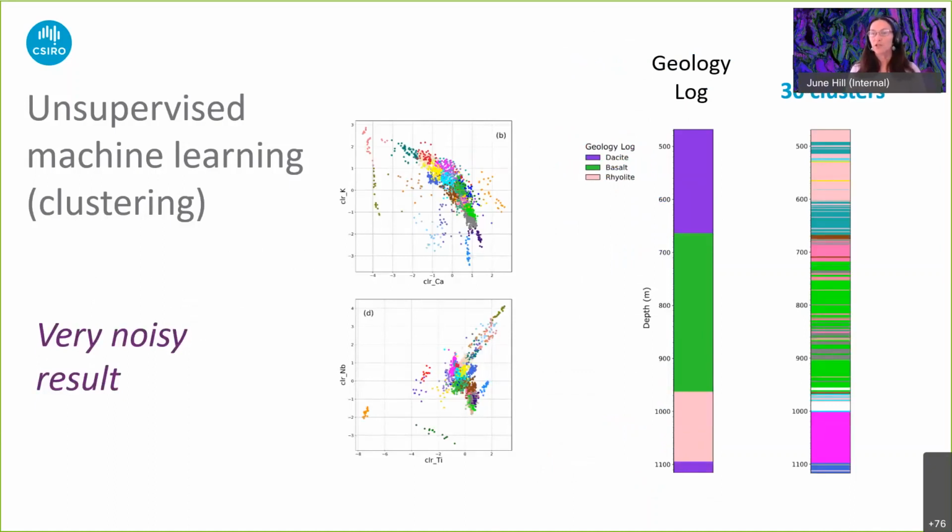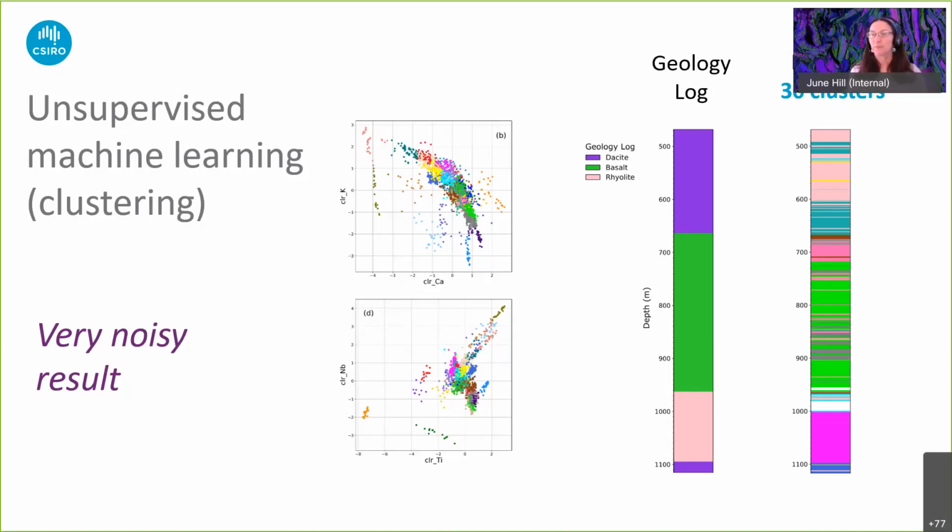Okay, there's the geologist log. You can see there were only 3 rock types in the geologist log. There was a dacite in purple, basalt in green, and rhyolite in pink. And on the right, that is the plot of the samples down the hole and their classifications. Now you can immediately see that this is a problem. The result is very noisy. And what we mean by very noisy is there's a lot of very small intervals where things have changed.